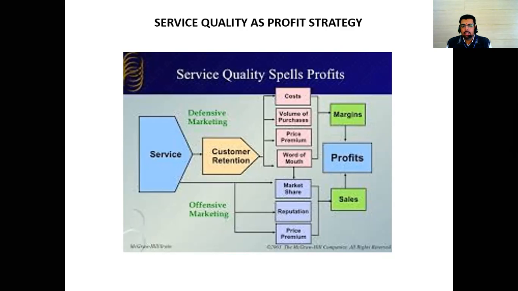But in offensive marketing, it depends on market share, reputation, then price premiums, and how you are going to sell your particular product. By selling that product, what you get is in the form of profits. Those come under offensive marketing. So defensive marketing and offensive marketing both play a very important role in selling your product. By market share, reputation, or price premium, you get sales, and that gives the profit.